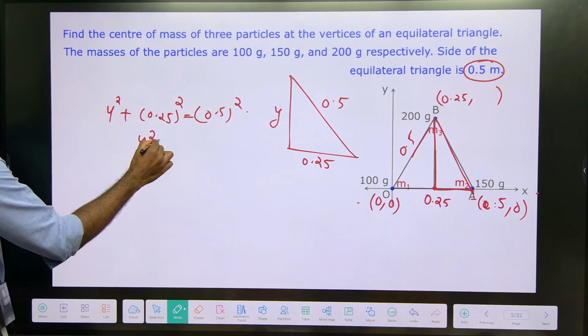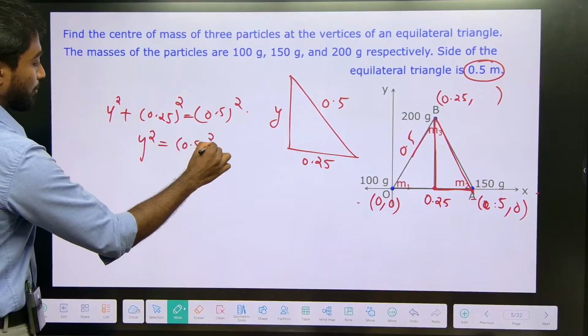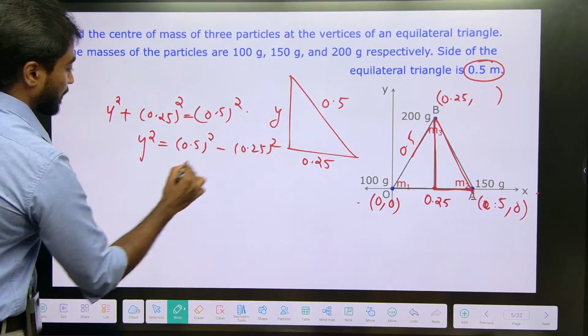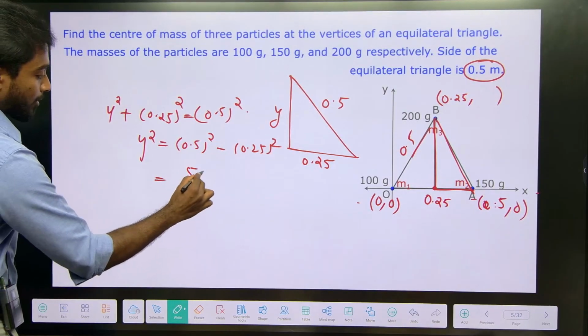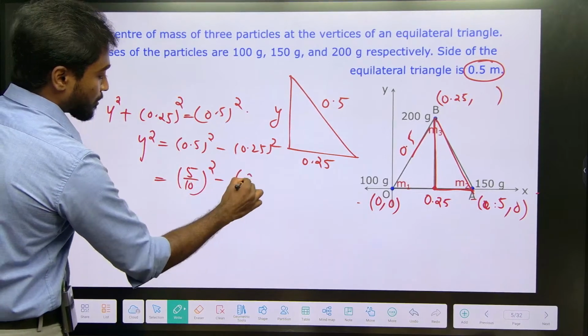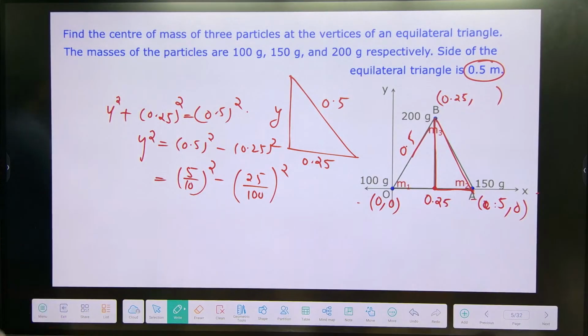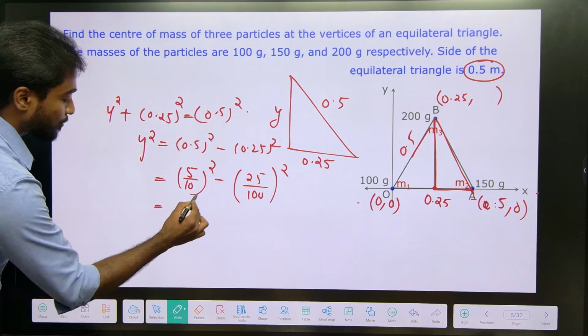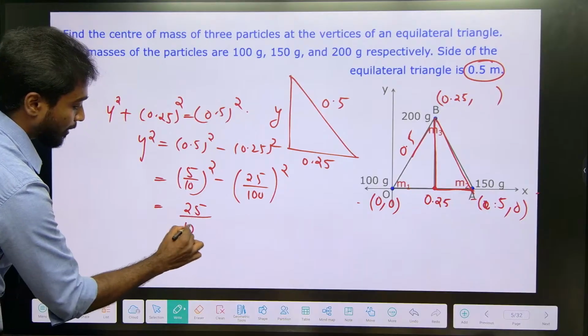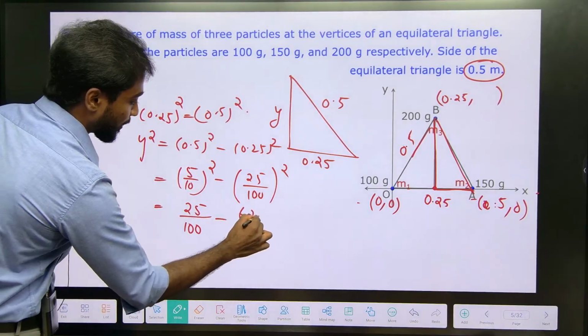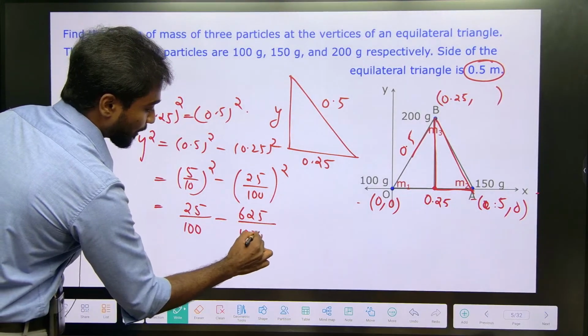So y square will be equal to 0.5 square minus 0.25 square. So 5 divided by 10 whole square minus 25 divided by 100 whole square. Any doubt up to here? So next is 25 divided by 100 minus 625 divided by 10,000.